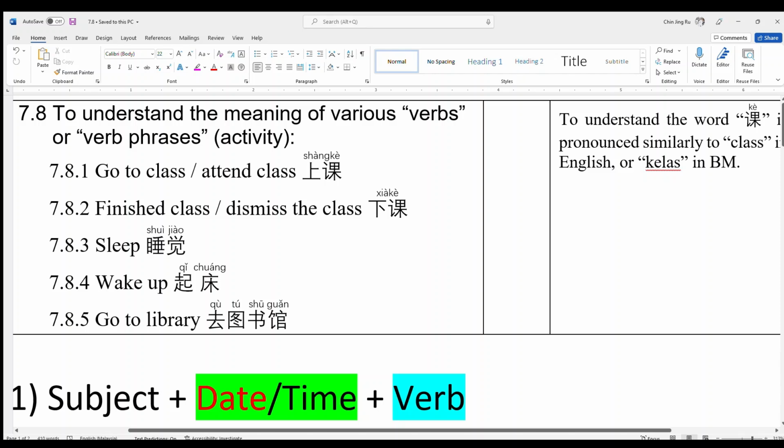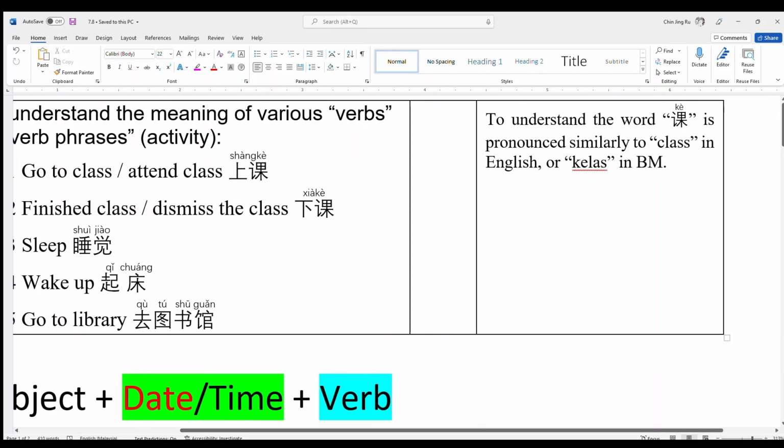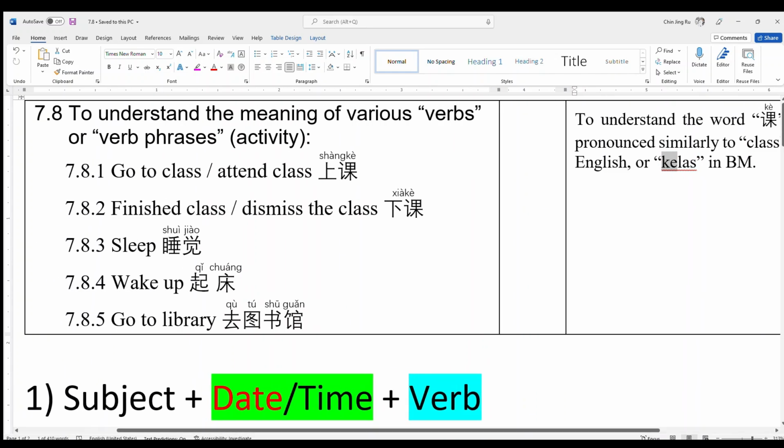Okay, there's one funny thing that can help you to remember this word better: the word 课 is pronounced similarly to class in English or kelas in BM. So it's pretty much the first syllable lah, suku kata yang pertama tu, ke. Okay, fourth tone. So 上课, attend class, go to class.